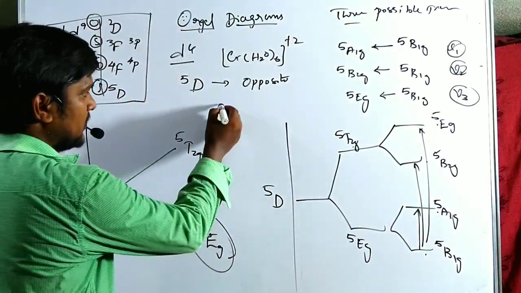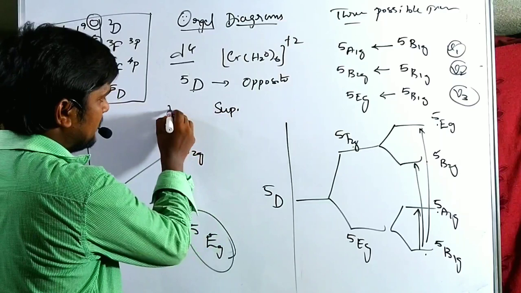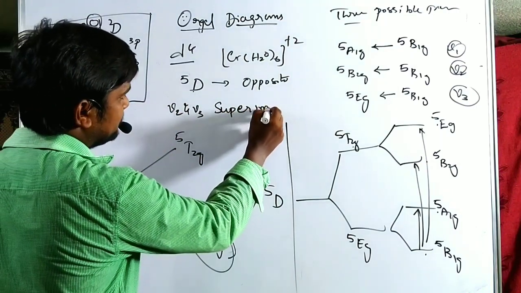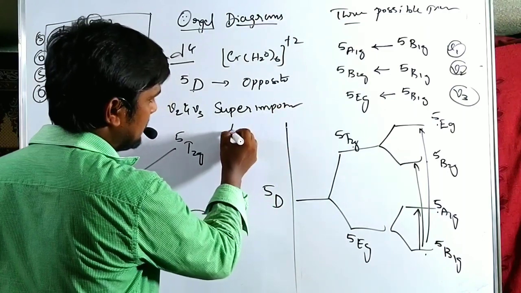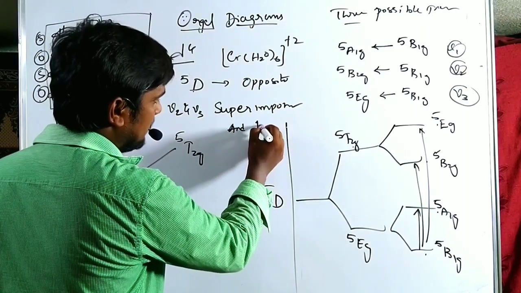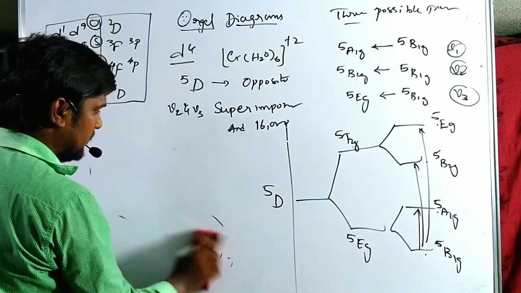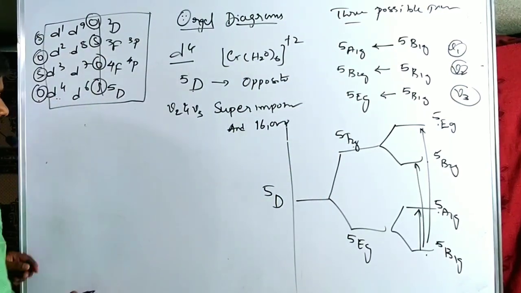They both are closer together. The transitions, like ν2 and ν3, are superimposed together and appear as similar, at around 16,000 cm⁻¹. So these two appear as a single one at 16,000 cm⁻¹.